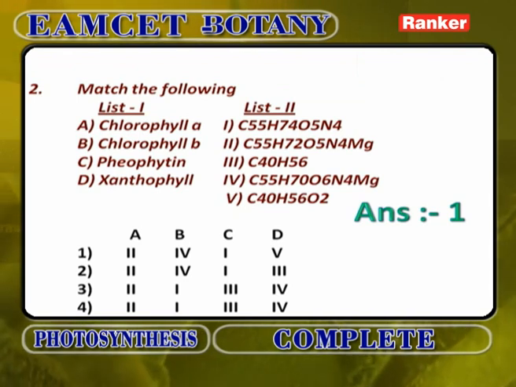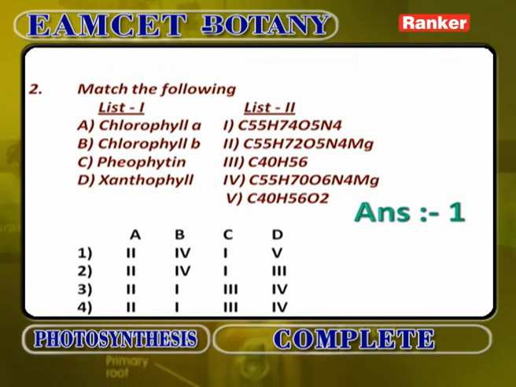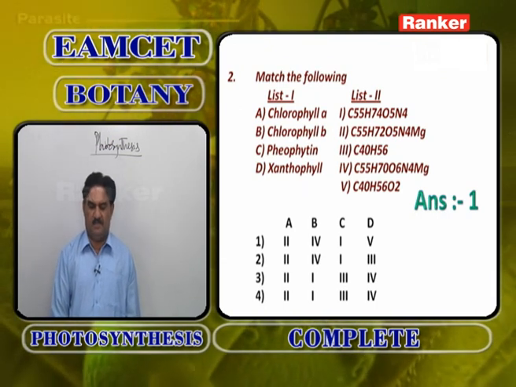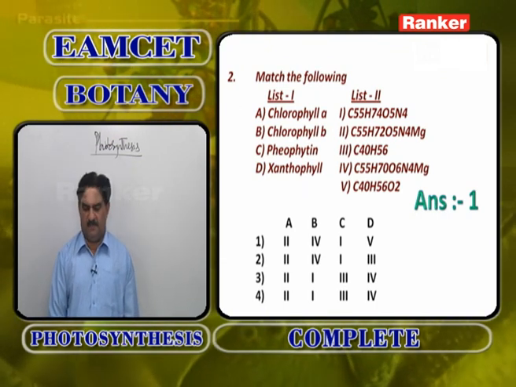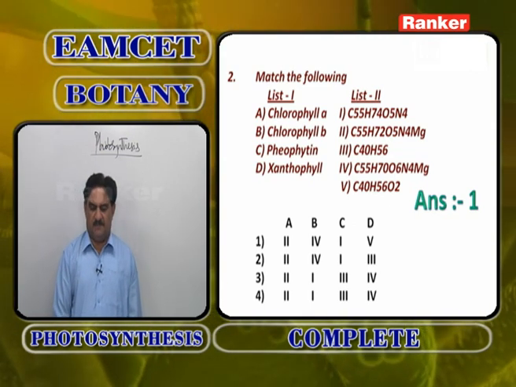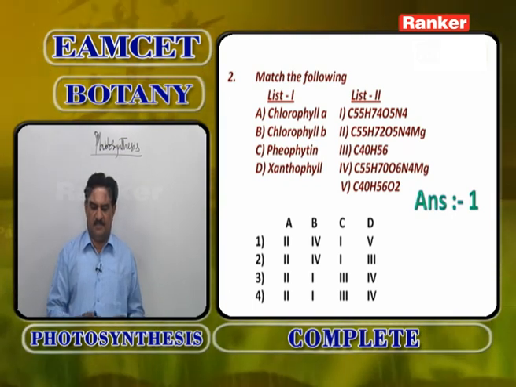This is the match the following: chlorophyll A, chlorophyll B, pheophytin, xanthophyll. Chlorophyll A chemical formula is always C55H72O5N4Mg. So, second option. Chlorophyll B is C55H70O6N4Mg. This is option 4.